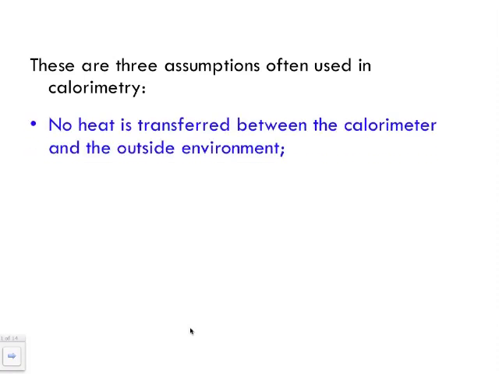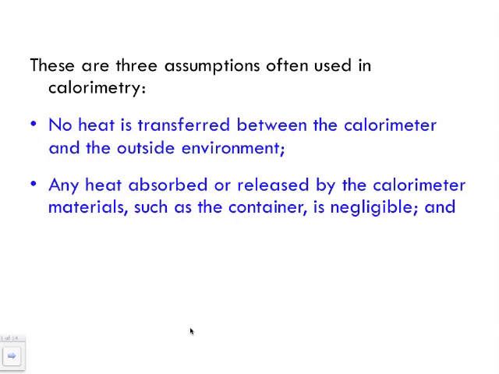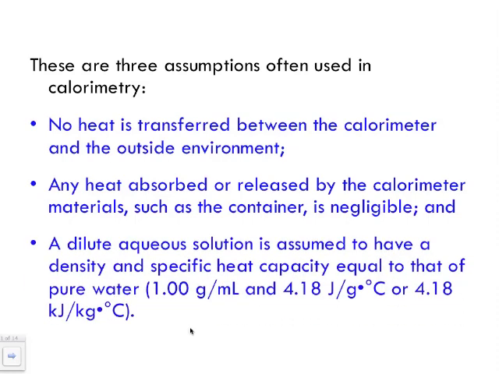Now, these are three assumptions often used in calorimetry. No heat is transferred between the calorimeter and the outside environment, so everything stays within the calorimeter. Any heat absorbed or released by the calorimeter materials, such as the container, is negligible. So if for some reason the container is giving off any heat, we don't really treat it. Keep in mind that a dilute aqueous solution is assumed to have a density of 1 gram per milliliter. And when we're looking at the specific heat capacity, or c value, for water, we're going to be referencing 4.18 joules per gram degrees Celsius.